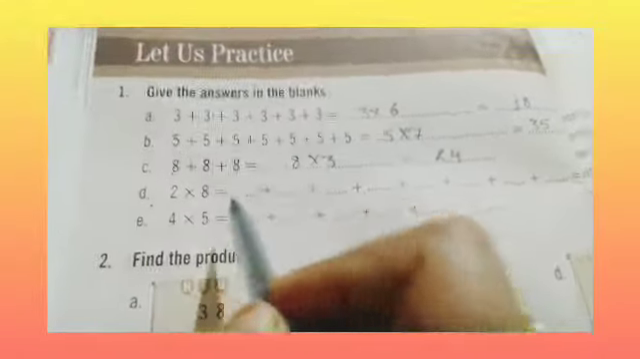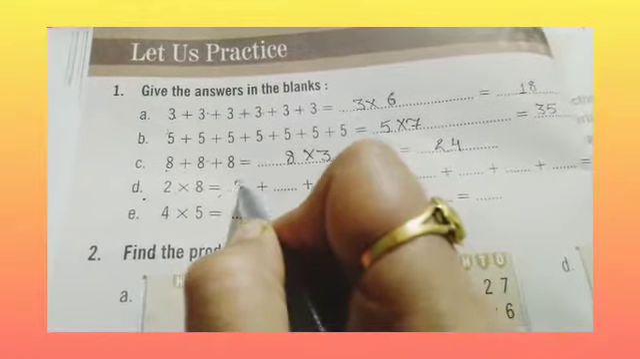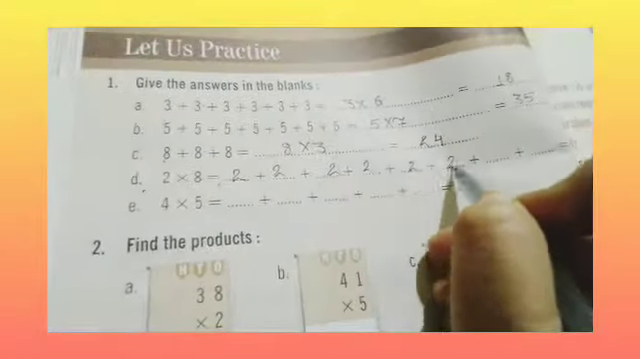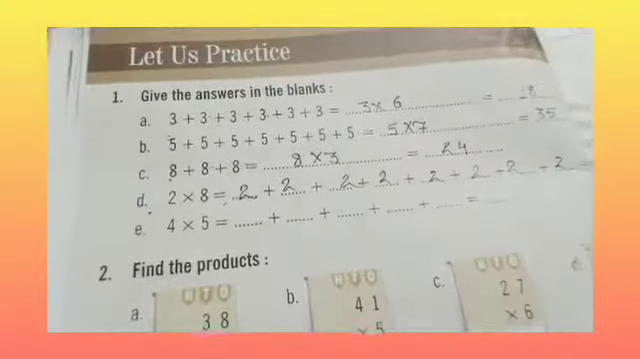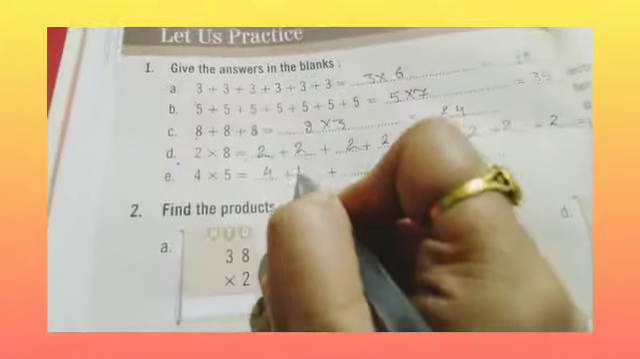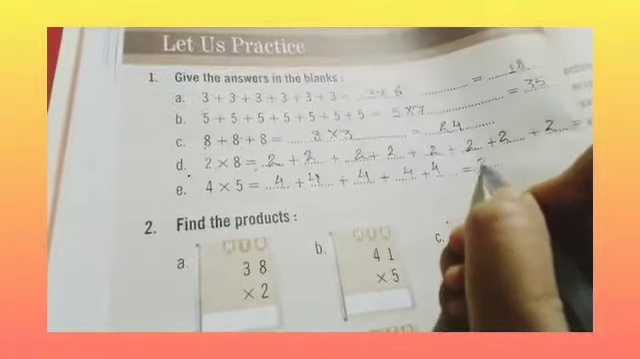Okay. Now part D. 2 into 8. So we will write 2 8 times. 2, 2, 2, 2, 2, 2, 2, 2. Okay. Now 4 into 5. So we have to write 4 5 times. 4, 4, 4, 4, 4. And 4 5's are 20.